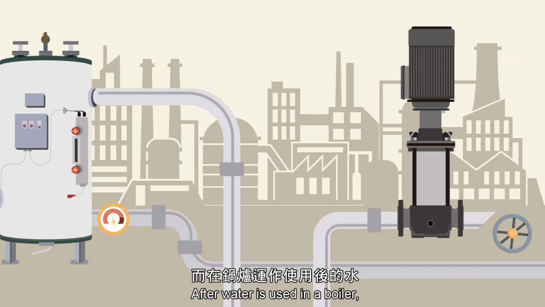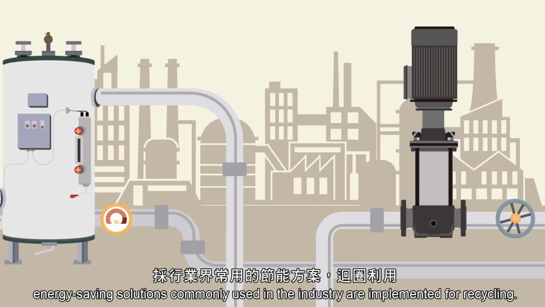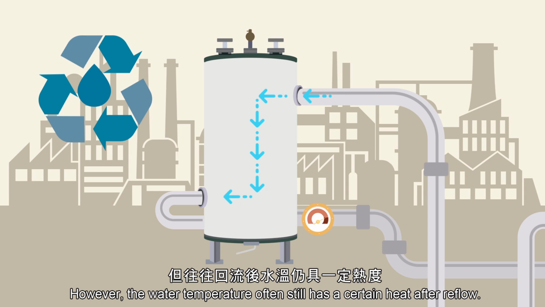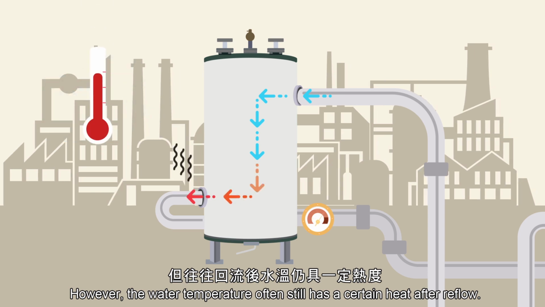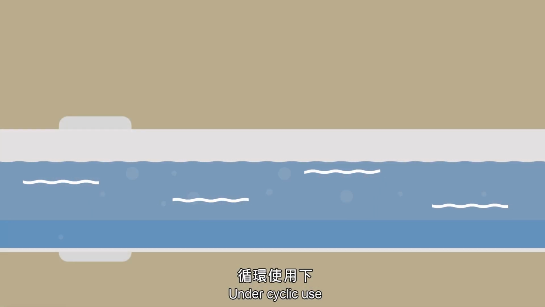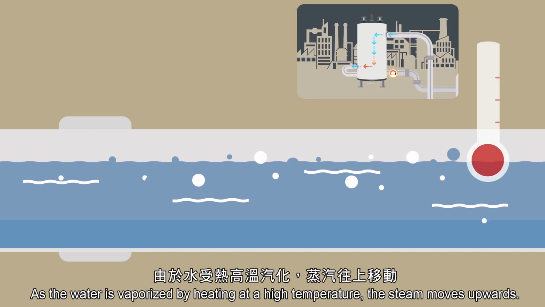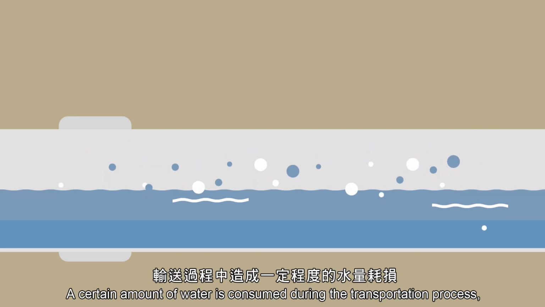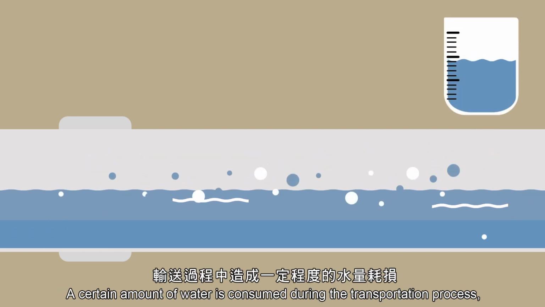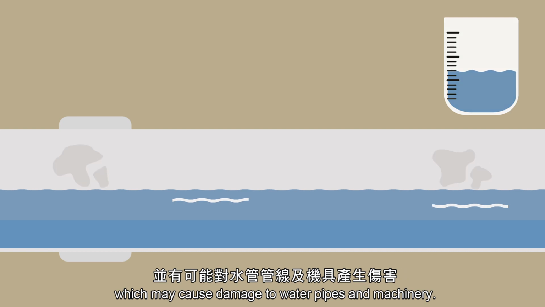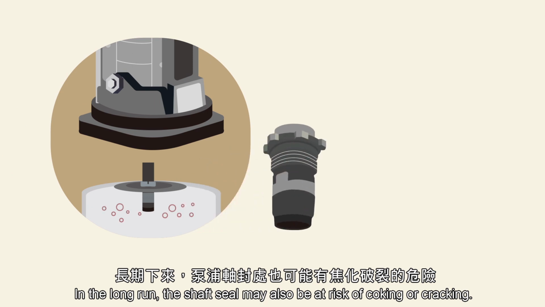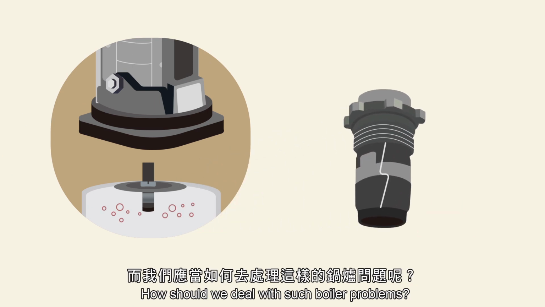After water is used in a boiler, energy-saving solutions commonly used in the industry are implemented for recycling. However, the water temperature often still has a certain heat after reflow. Under cyclic use, as the water is vaporized by heating at a high temperature, the steam moves upwards. A certain amount of water is consumed during the transportation process, which may cause damage to water pipes and machinery. In the long run, the shaft seal may also be at risk of coking or cracking. How should we deal with such boiler problems?